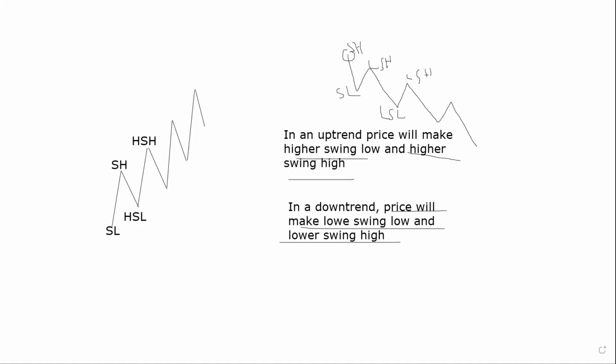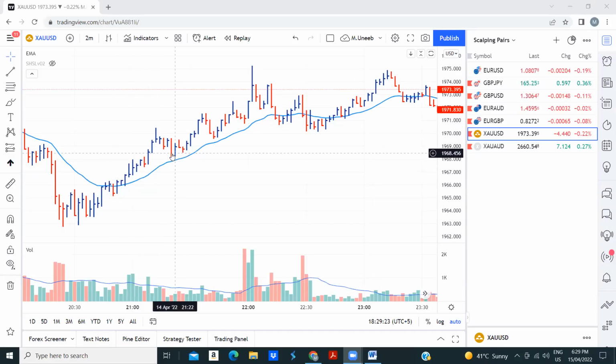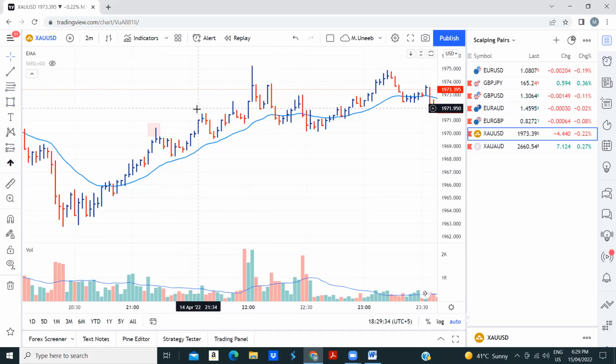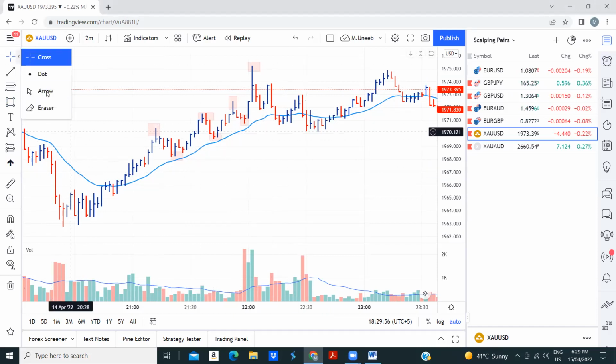All right. Any confusion? Can you see here? The price is making higher swing high and higher swing low, again and again. Now, if I have to mark the swing highs and swing lows, I can just mark it like this. Swing high, swing high. Each of these swing highs is getting higher and higher. Similarly, we have swing lows, and each of the swing lows is getting higher and higher, right?